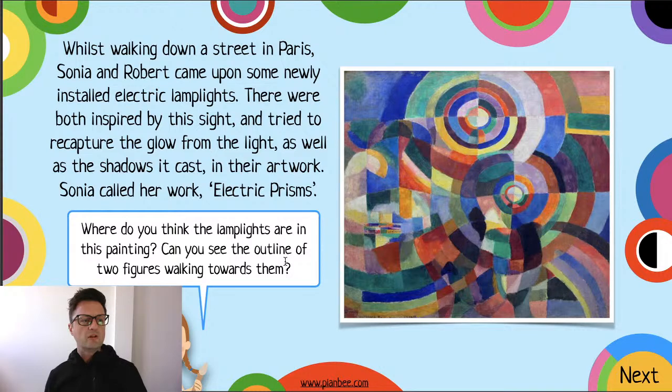And Sonia tried to recapture the feeling of the glow from the light of these new electric lamp lights, new at the time for Sonia anyway. And the shadows it cast. Can you see these dark colours here? Perhaps suggesting the shadows cast by these lamps. And look, can you see the outline of two figures walking towards the lights? Perhaps it's Sonia and Robert.